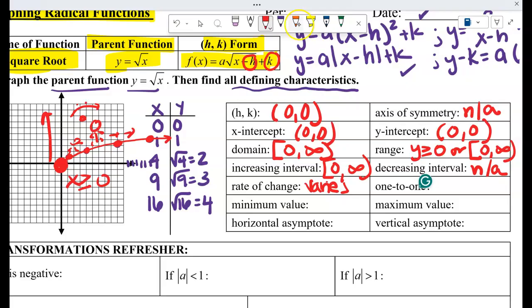And it is a one-to-one function, guys, because it is a function, but it's also every y can only have one x. That means it passes your horizontal line test, okay? So yes, this is a 1-to-1.